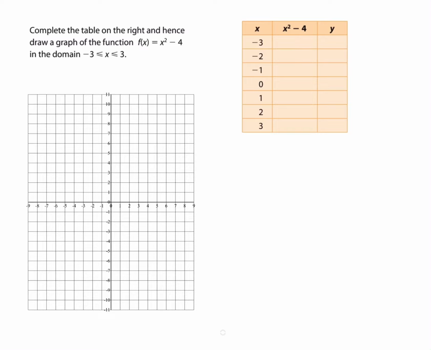The question says, complete the table on the right and draw a graph of the function f of x equals x squared minus 4. In the domain, that just means using the numbers from minus 3 up to 3. In the domain minus 3 less than or equal to x, which is less than or equal to 3, that just means we're going to put the numbers starting at minus 3 and going up to 3. We're going to put all those numbers into the function here.